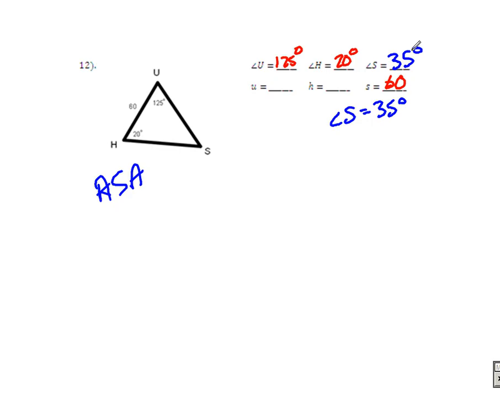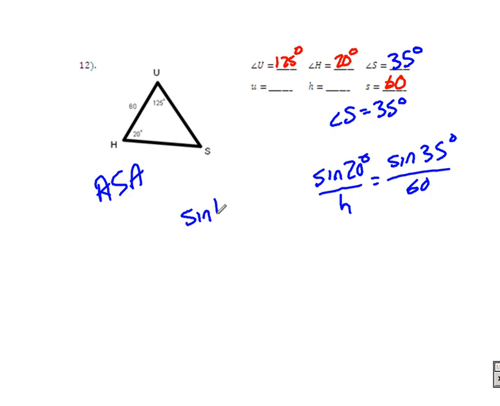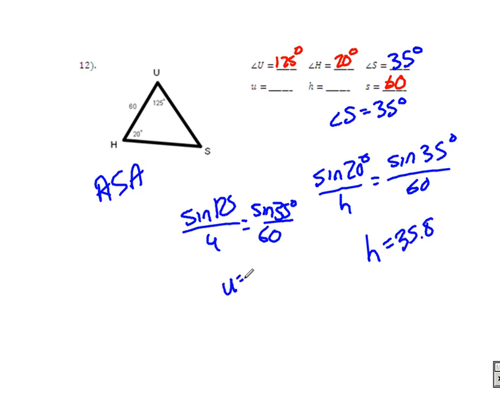Now I do have a valid proportion. Now I can say sine of 35 over 60 is equal to sine of 20 over H. Similarly, I can say that sine of 125 over U will equal sine of 35 over 60, the exact same way. Cross multiply and divide, when I do that, I should get H is equal to 35.8. Over here, to get U, I should get 85.7. 85.7 for U, 35.8 for side H. So that's it for those, and that leaves just those lovely application problems.